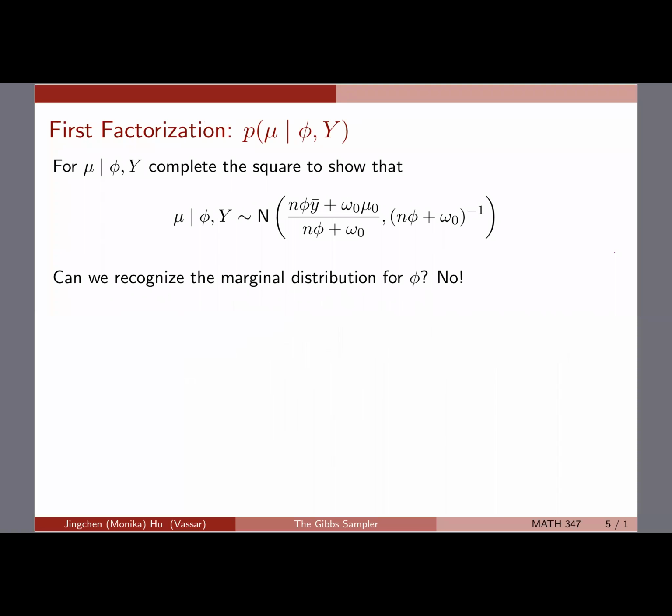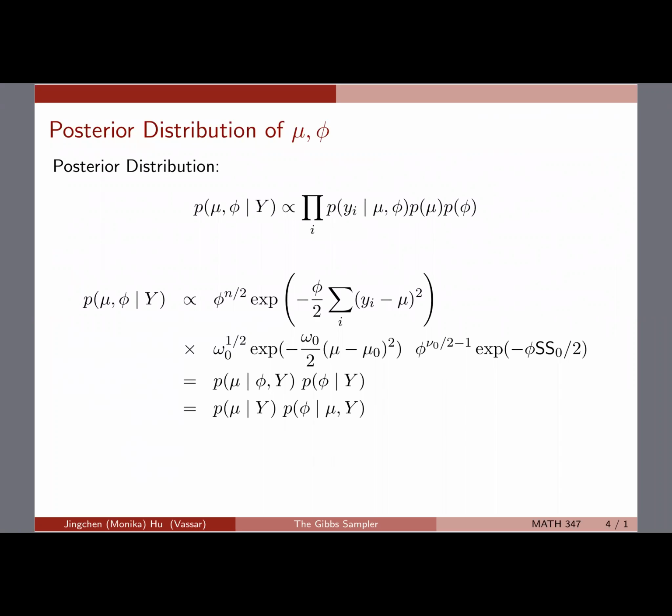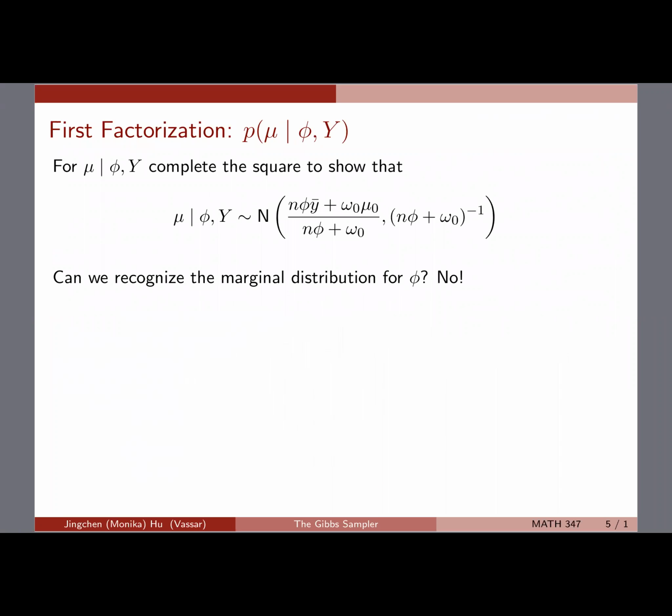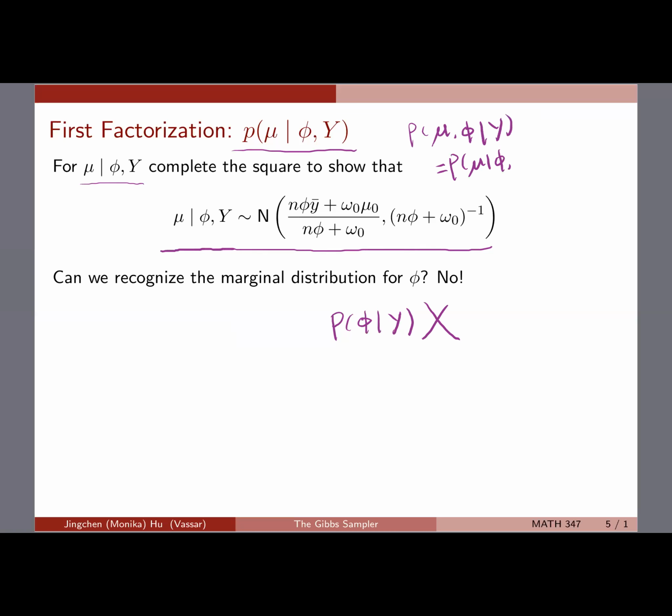So this is the previous one, this is the joint over here. Maybe after class, if you try to derive it, you'll realize that if I do mu given phi and y, this is what I can recognize. However, if you try to do the other, you are not able to recognize what it is. So this is the first factorization. Factorization of mu, phi given y: I want to factorize it into mu given phi and y, and then phi given y.